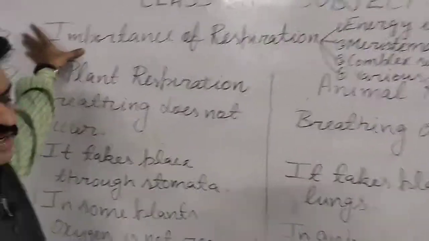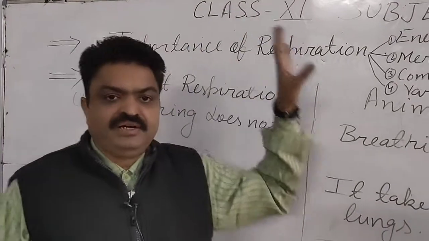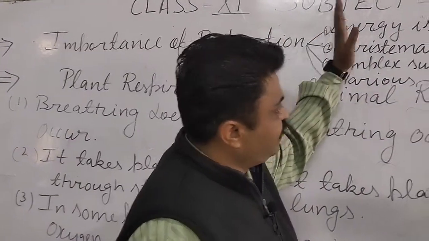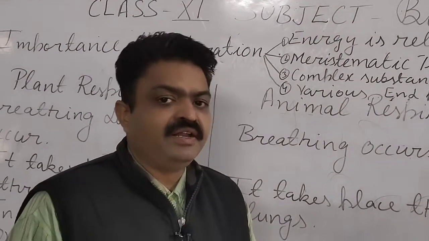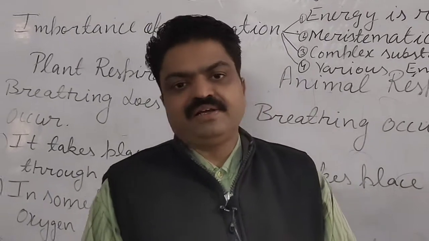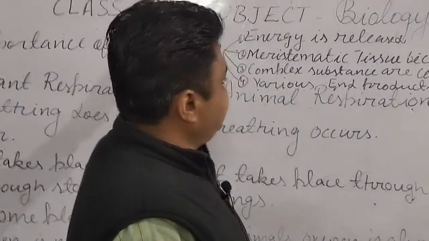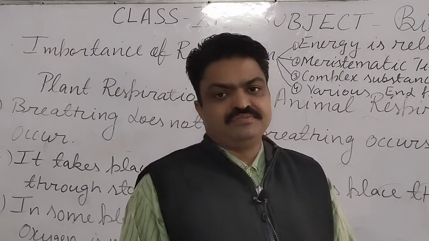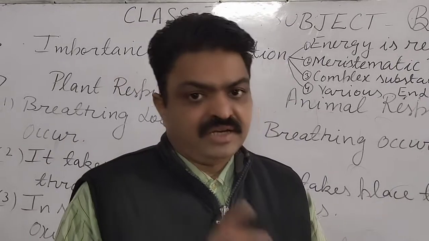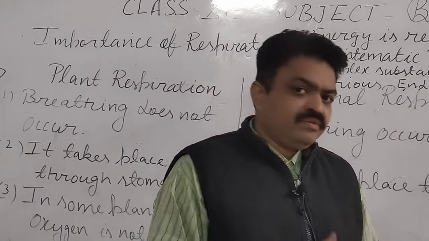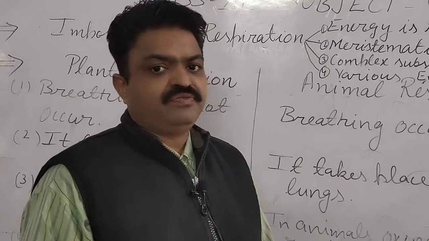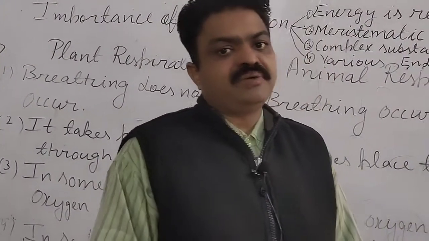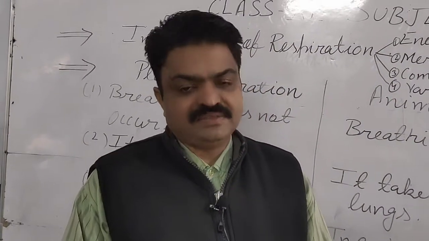Next is the importance of respiration in plants. With the help of respiration, students, plants release energy, and that energy is utilized for different vital activities. With this, respiration also activates the meristematic tissue. What is the meristematic tissue, student? Generally, at the apical and lateral sides of the plant, there is a tissue that helps the plant in growth. That tissue is known as meristematic tissue, and it becomes active due to respiration, student.